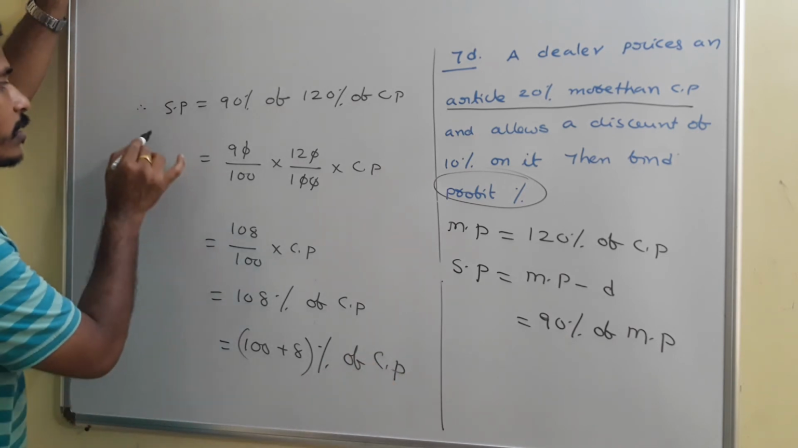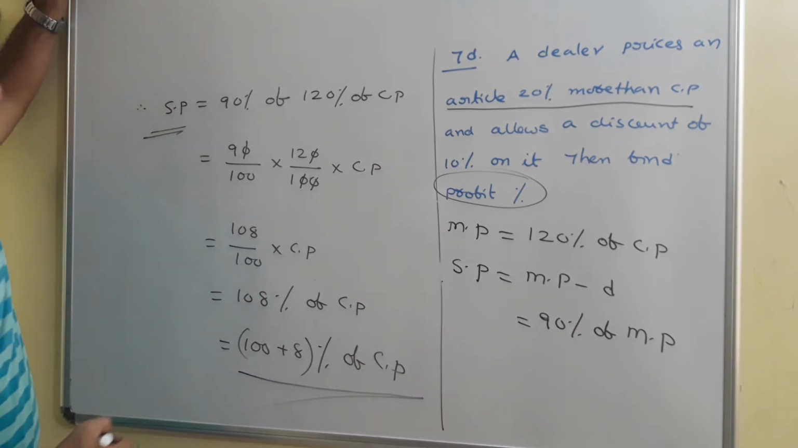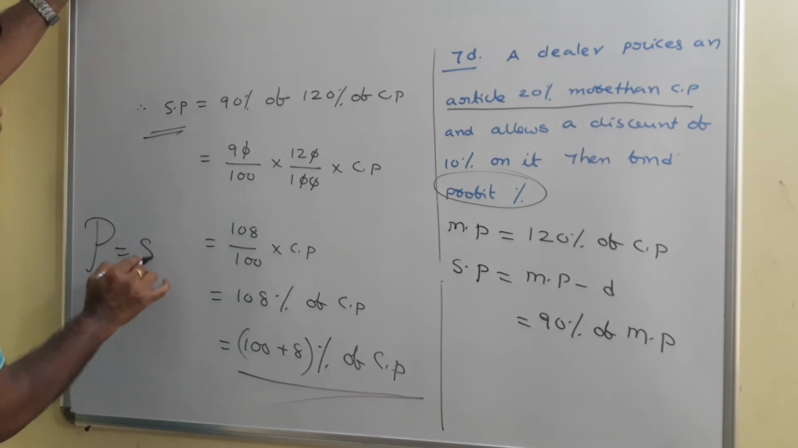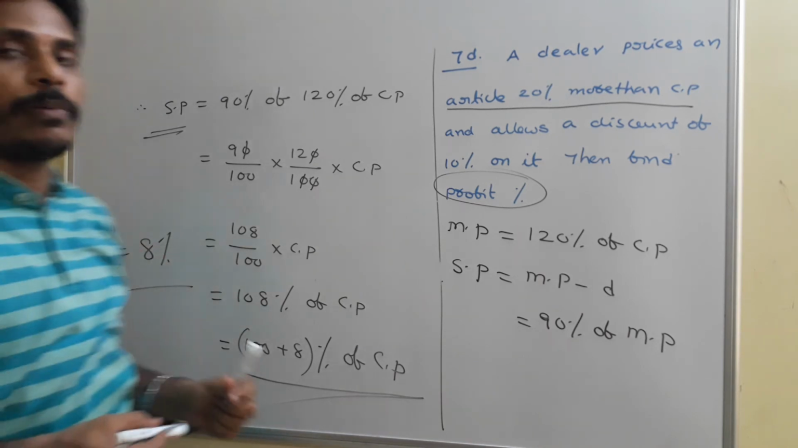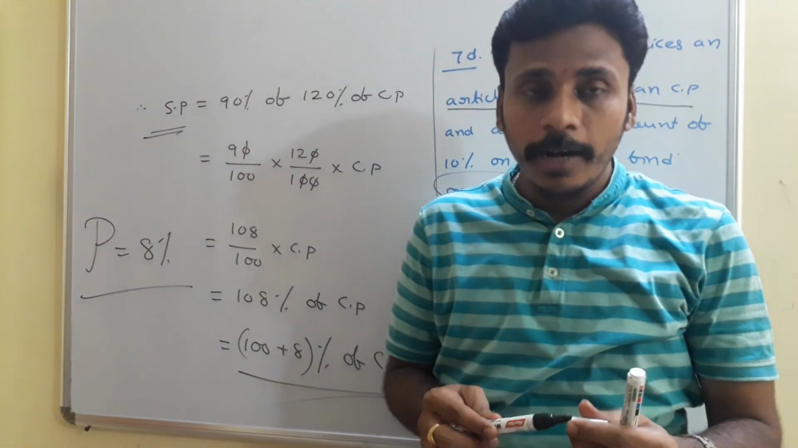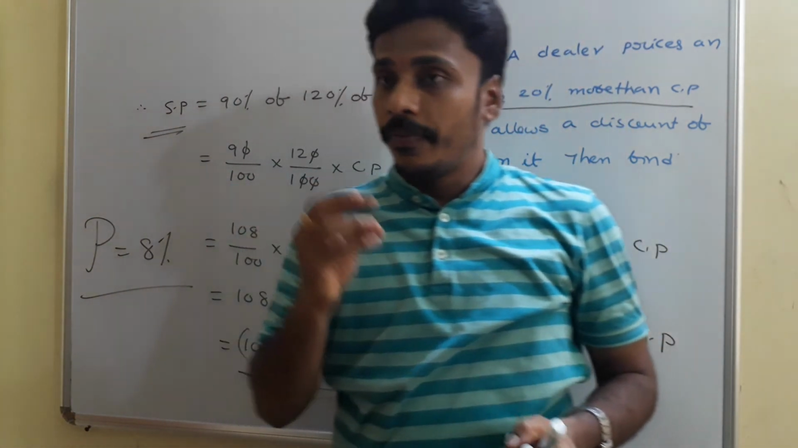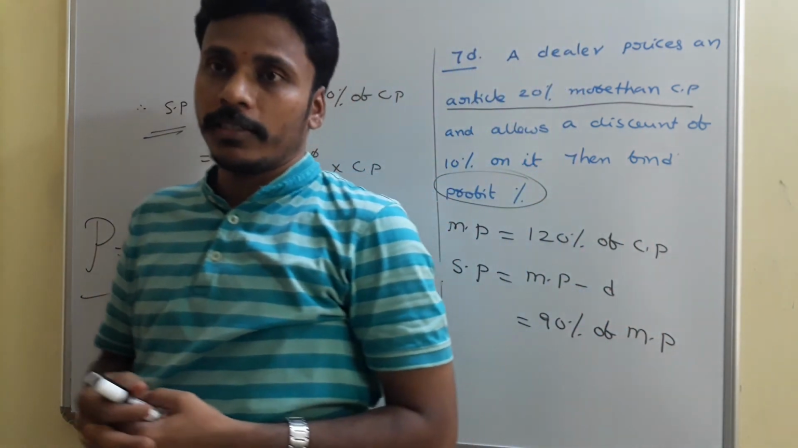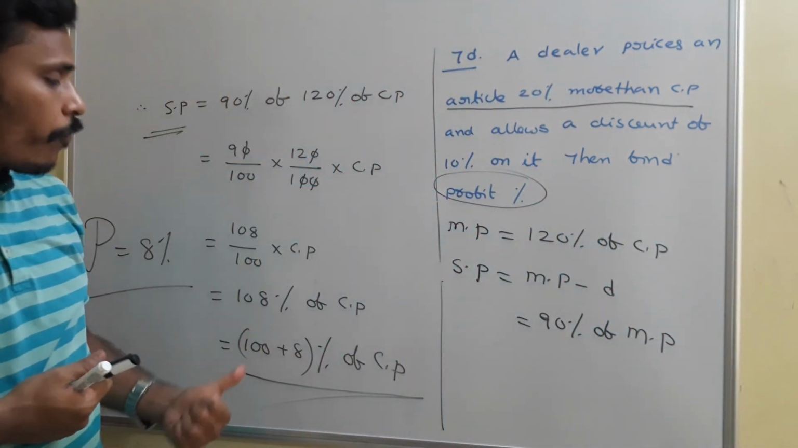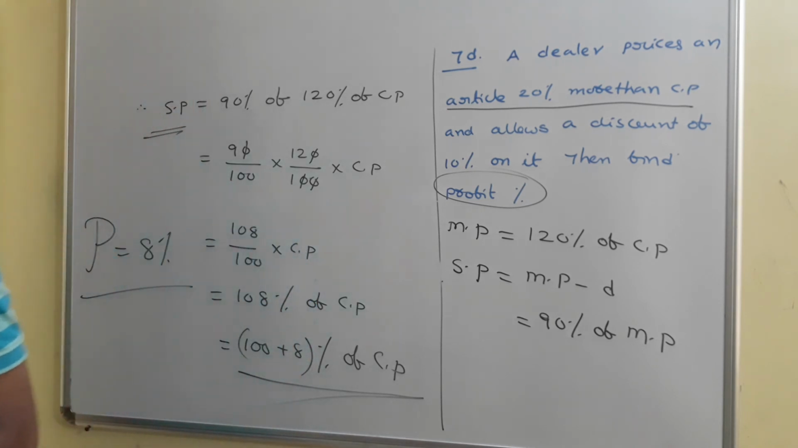Just look at this. Selling price is 100 plus 8% of cost price. Then from there it is very clear that profit is 8%. If selling price is 100 plus x% of the cost price, then that x is the profit percent. With that idea, here the profit is 8%. Just have a look, and this is 7D. Any doubts?